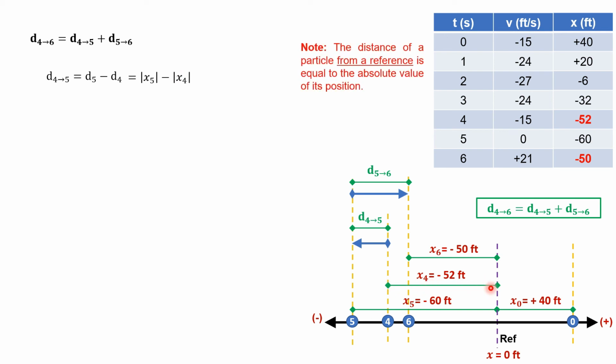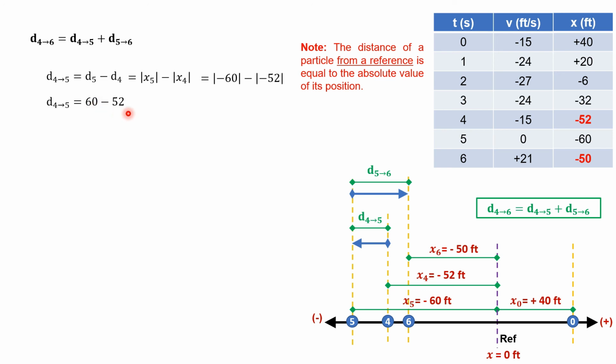Okay, so take note that the distance of a particle from a reference is equal to the absolute value of its position. So, if you imagine subtracting x sub 5 and x sub 4, what remains is this distance from 4 to 5. Okay, so back to our equation. Let us substitute the needed values, and then let's apply the absolute values.